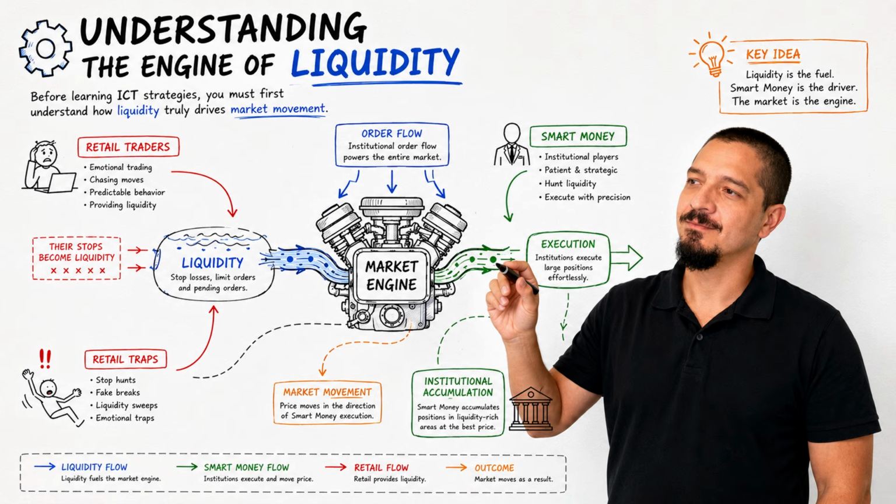However, before we break down advanced ICT models, we first need to understand the core engine driving all of them: liquidity. Because without understanding how liquidity works, why price seeks it, and how institutions use it to execute positions, most trading strategies will simply look like random patterns on the chart instead of structured institutional behavior.